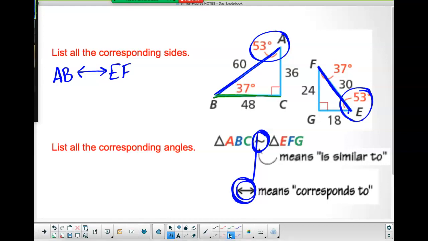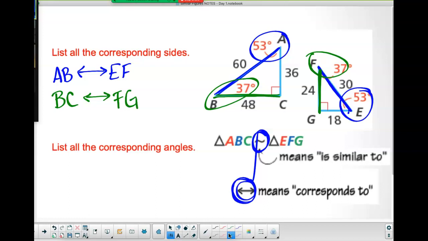Okay, let's go with BC. BC corresponds to which side in the other triangle? Matthew? FG, absolutely. Okay, the triangle's turned on its side. Remember, I said you have to look at B as 37 degrees? So that's where I need to start. There's my 37 degrees, F, and I'm going to the right angle. So FG. So BC corresponds to FG.